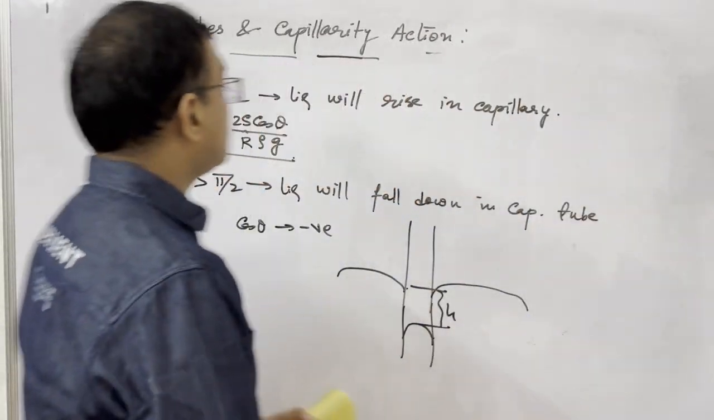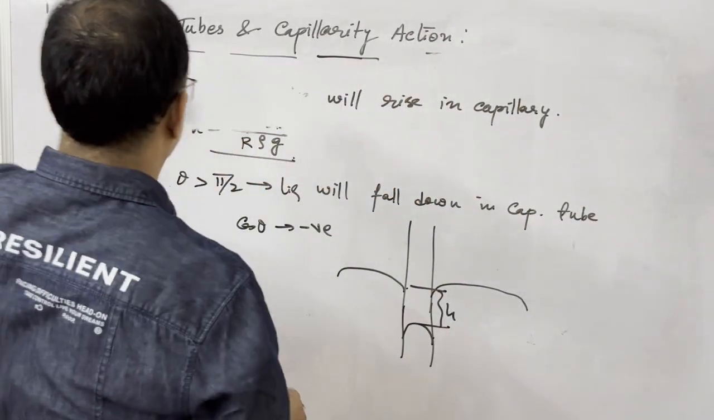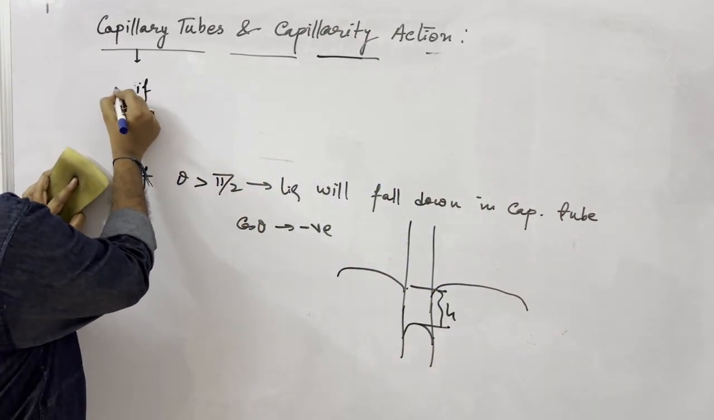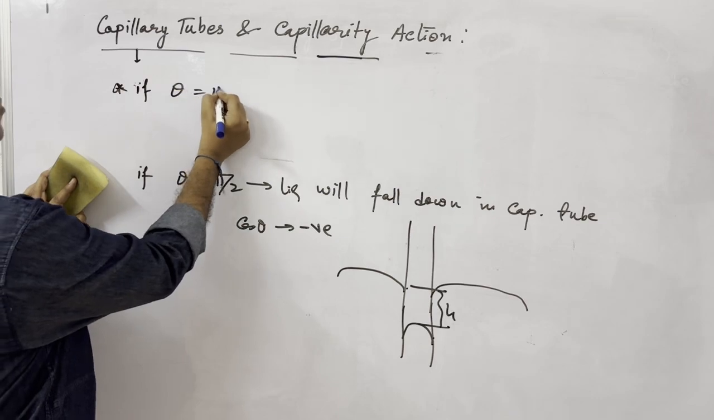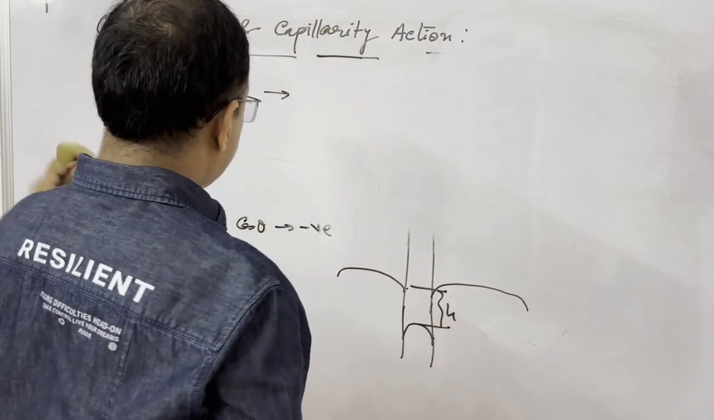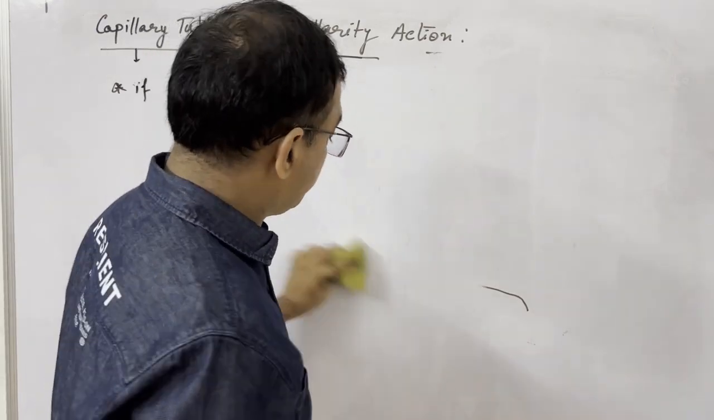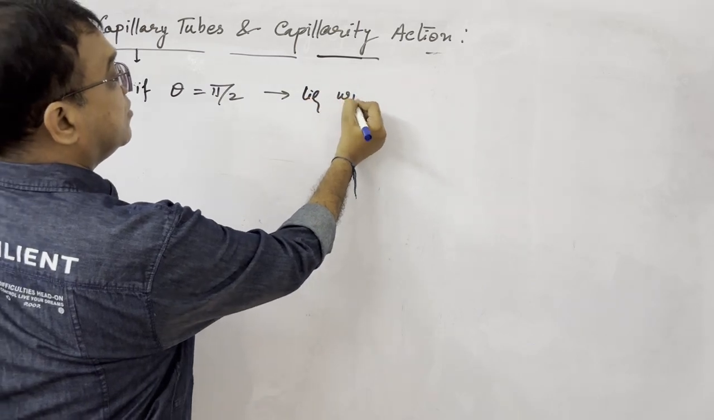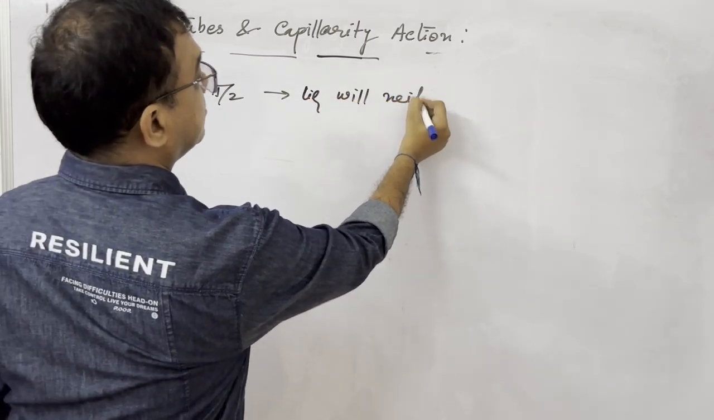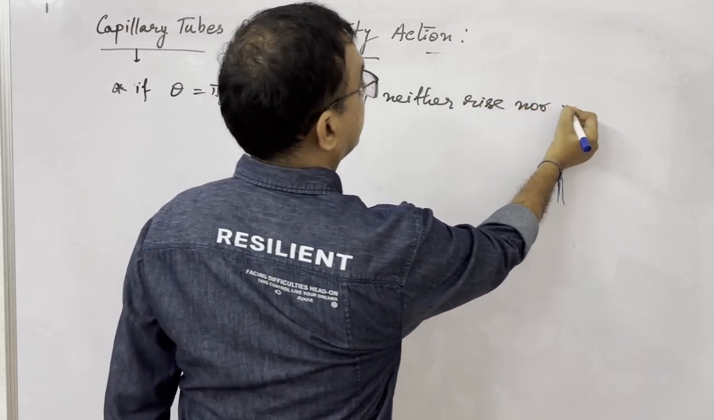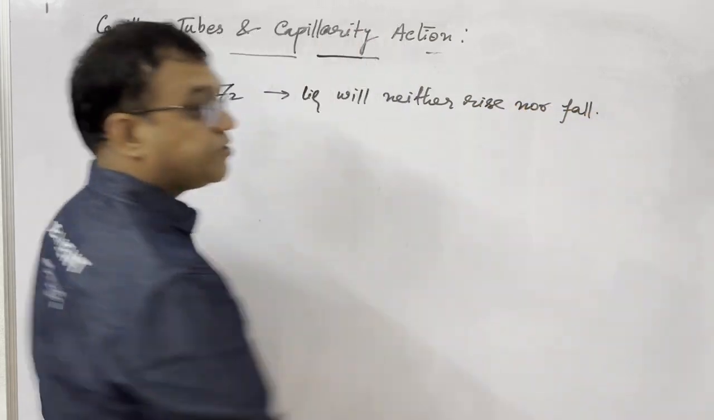If theta is equal to pi by 2, then neither will the liquid level rise nor will it fall in the capillary tube. Liquid will neither rise nor fall in the capillary tube.